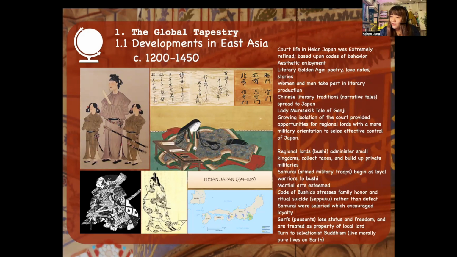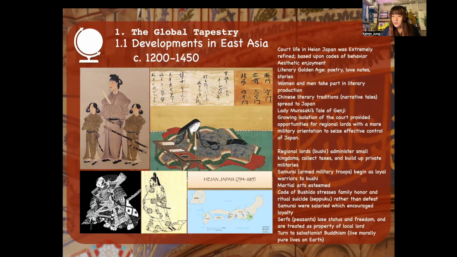The serfs, however, lost their status and their freedom as the society was becoming increasingly hierarchical, more and more stratified into these different class distinctions, and they were treated like the property of the local lords. And it's this very famous, or infamous rather, situation where if a serf or a peasant so much as looked at a samurai the wrong way, the samurai would just slice off his head, and that would be okay for them to do. It was a very bad time to be a serf.